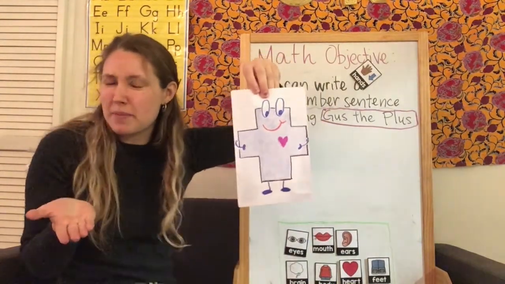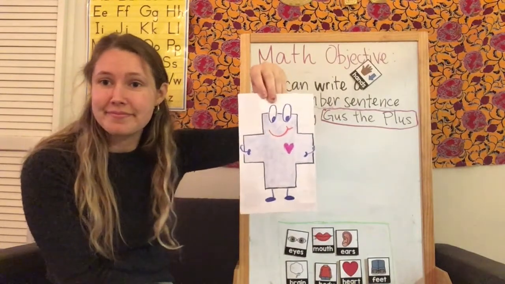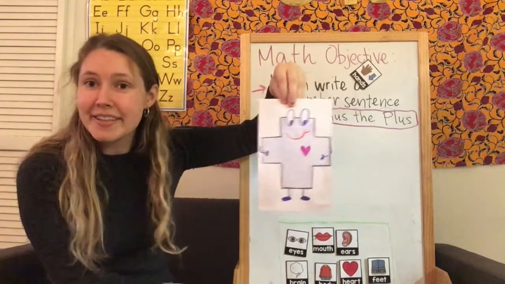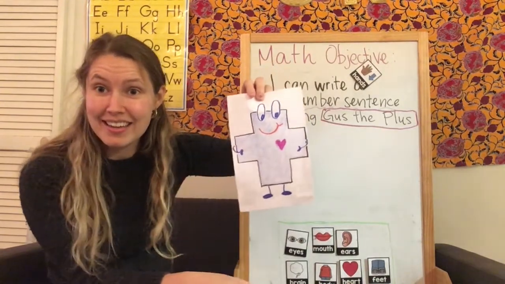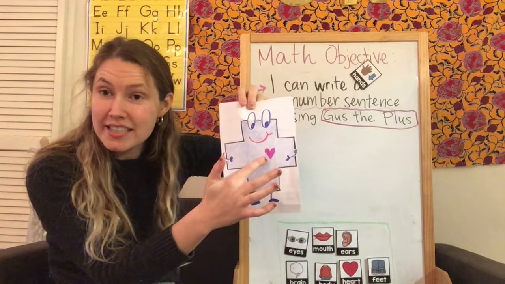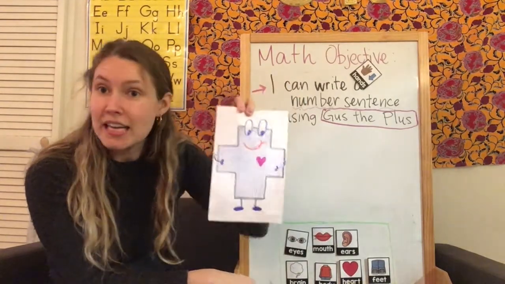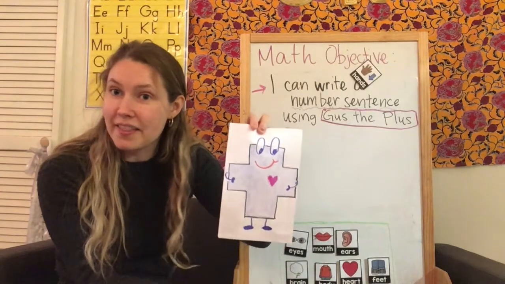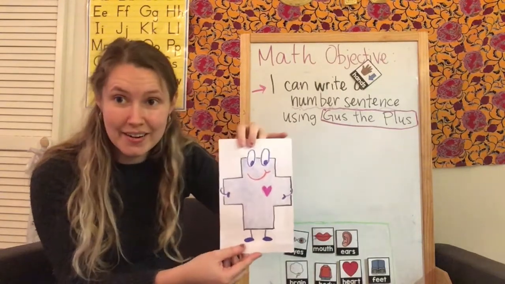Now, what do you notice about him? What kinds of things do you notice? You might notice that he looks pretty happy. He's got a big smile on. He's got a big heart. That's because Gus is a really, really nice guy. He really likes to bring things together. He's very helpful for bringing things together.